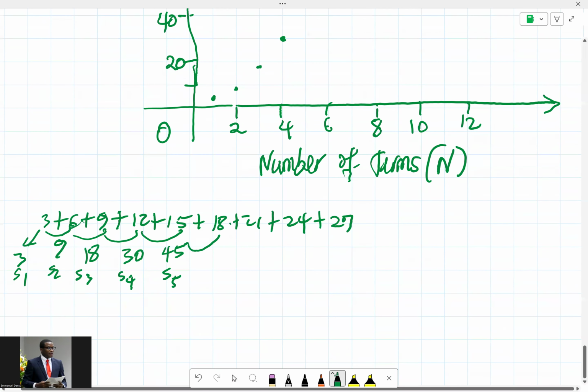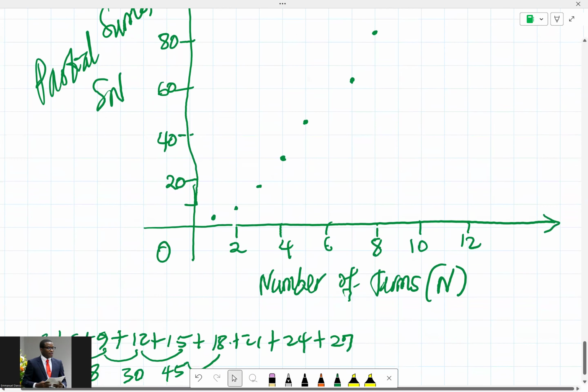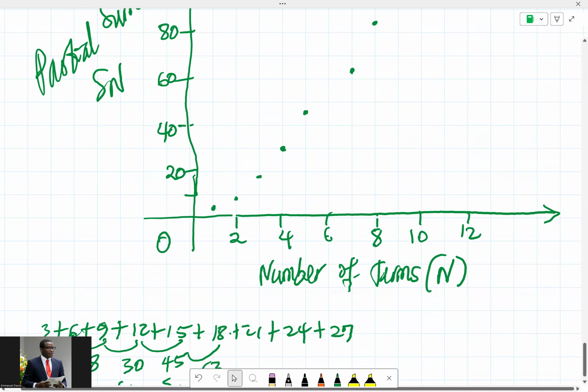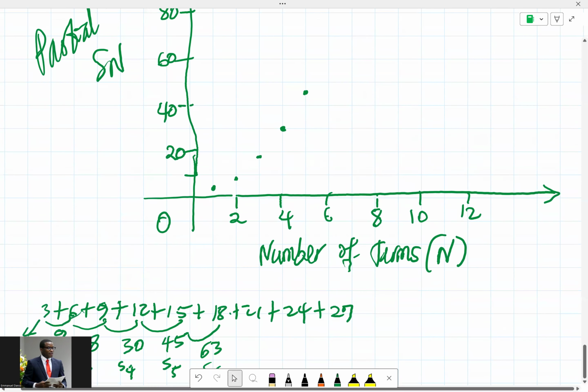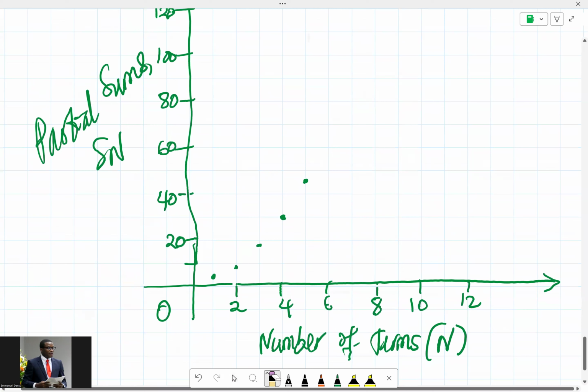Then the sixth one, S6. So that's 45 plus 18. That is where we got 63. That is S6. I think that's where I made a jump, which shouldn't have been. So 6 is 63. This is 60, and 63 is somewhere around here.